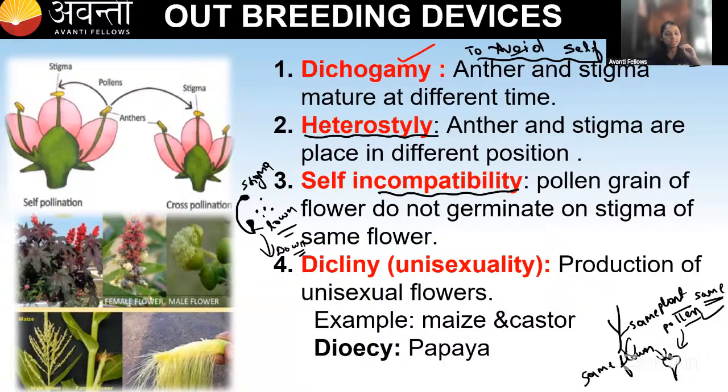But in self-incompatibility, the pollen grain of the same flower is not going to germinate on the stigma of that same flower. That is called self-incompatibility. Compatibility means it is going to germinate on the same flower stigma. Incompatibility means it is not going to germinate on the same flower stigma. Do you understand self-incompatibility?